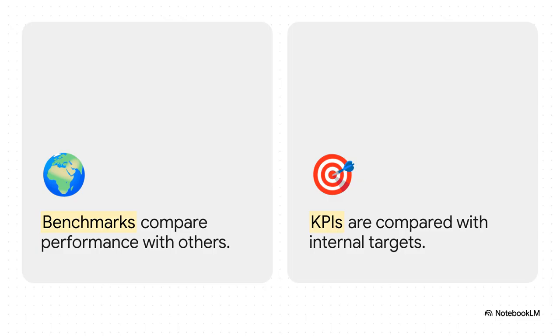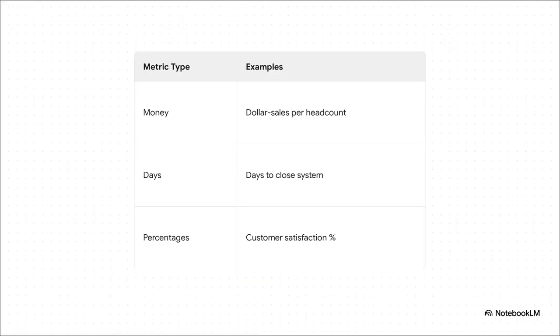internal goals. To benchmark effectively, your processes, your operations, or your products absolutely must be captured in measurable metrics. We are talking about hard data here: money, days, percentages, or specific quantities. For instance, you might track dollar sales per head count, or you could calculate the exact number of days it takes to close the financial system each month, or maybe measure customer satisfaction percentages. You can even benchmark the days it takes from a customer placing an order to the actual delivery. Basically, if you can measure it, you can benchmark it.